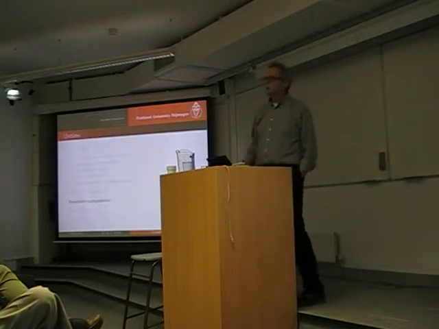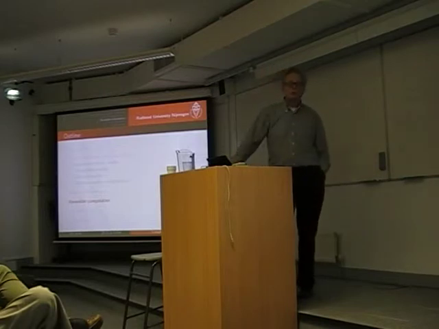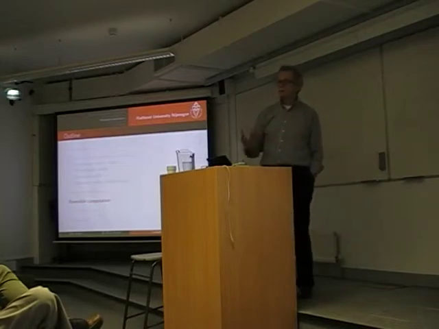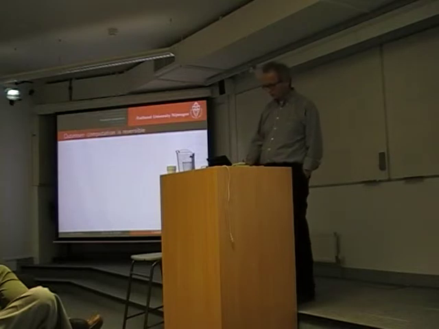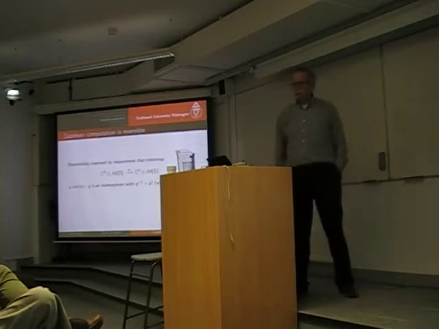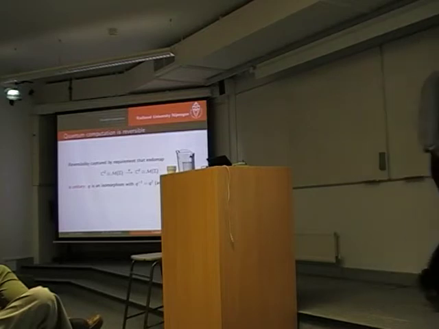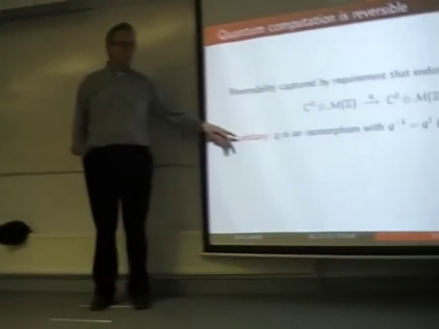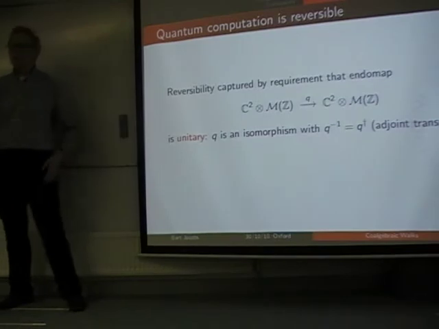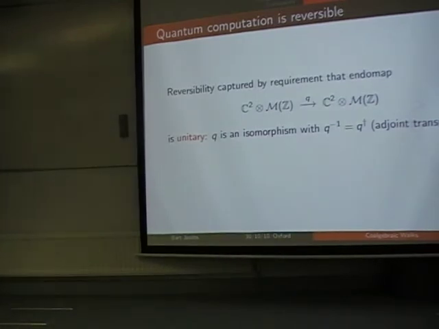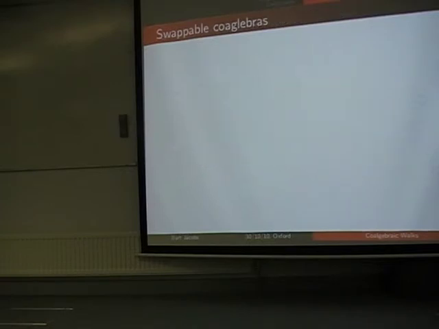Okay, now one thing which I haven't covered yet is that quantum computation is typically reversible, and so the question arises here, what does it mean in a coalgebraic setting? So reversibility of these kind of things is captured by the requirement that it's a unitary map, right? It's invertible, and its inverse should be its adjoint transpose. And what would this mean for coalgebras? Actually, I have a partial answer to this.